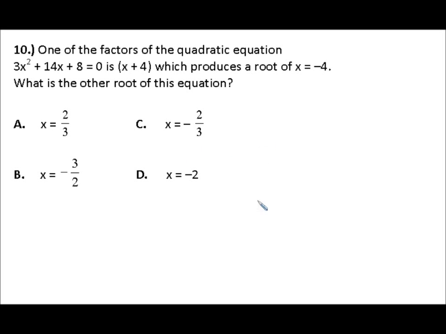Okay, so another problem from the most missed collection. Number 10 says one of the factors of the quadratic equation 3x squared plus 14x plus 8 equals 0 is x plus 4, which produces a root of x equals negative 4. What's the other root of this equation?